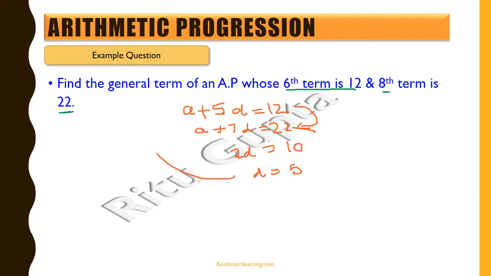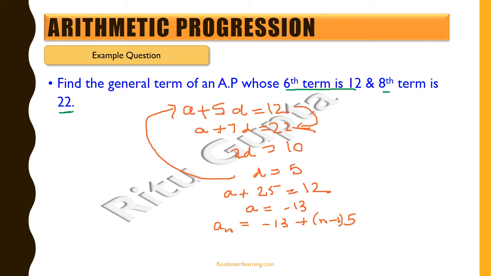And if we put this value of D here, we get A plus 5 into 5, which is 25, equal to 12. So giving us A is equal to minus 13. So now the general term, which is AN, is equal to A, which is minus 13, plus n minus 1 into D, which is 5. So we get minus 13 minus 5, that is minus 18. So it becomes 5n minus 18 is the general term of this AP.